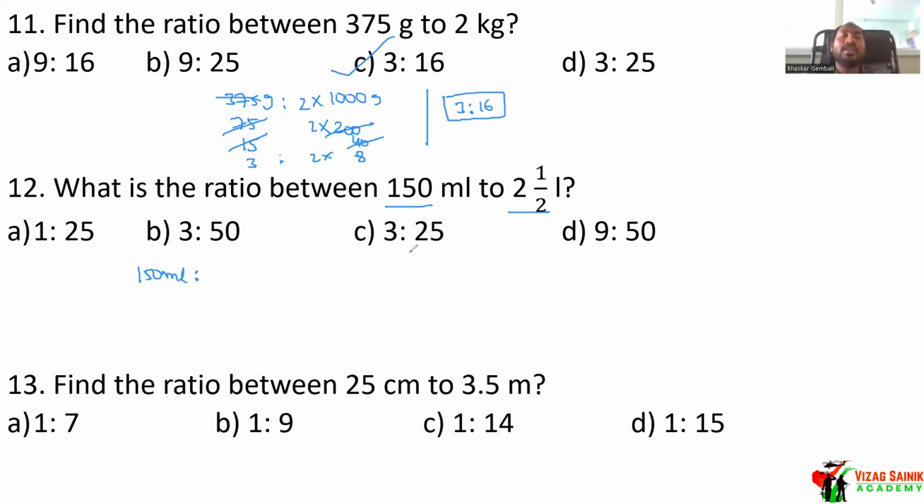2.5 liters. And 1 liter is 1000 ml. Half liter is 500. So it is nothing but 2500 ml. Only the zeros cancel. 5 3s are 15, 5 5s are 25.